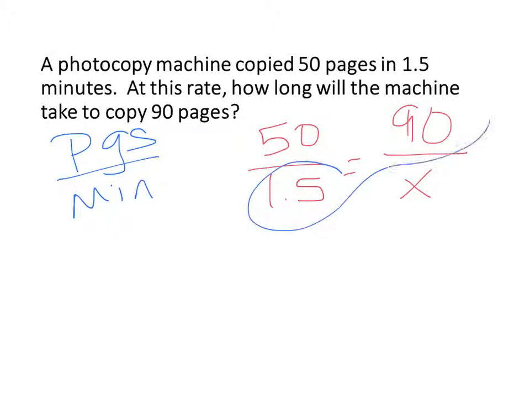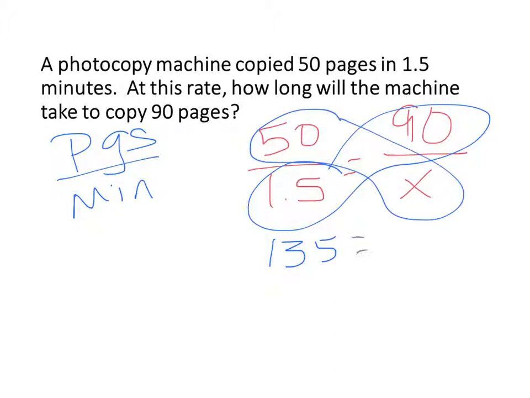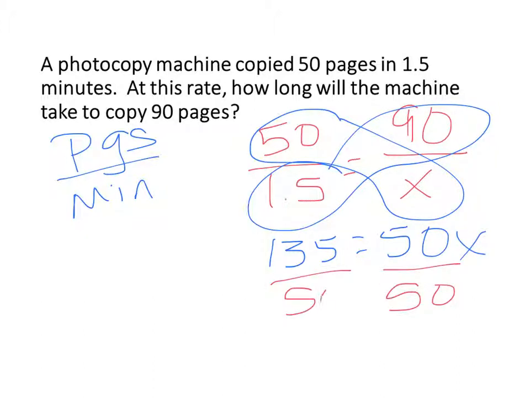Cross multiply and divide. 1.5 times 90 is 135. And then 50 times x is 50x. Now all we have to do is divide by 50. And x equals 2.7 minutes.